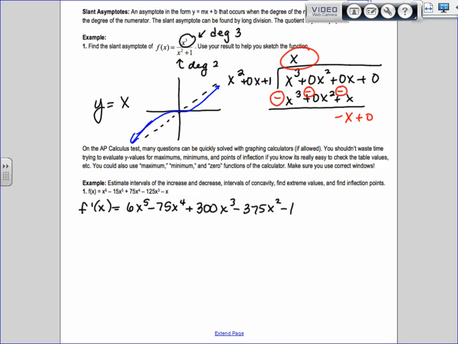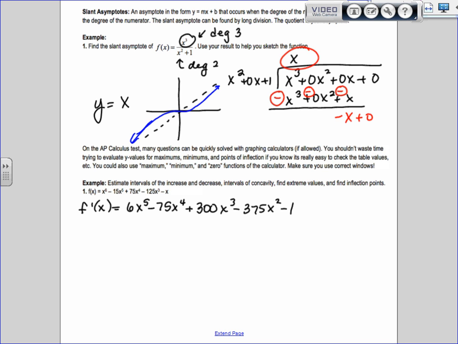But if I ask you to set that equal to 0 and find its critical values, you guys are going to like panic. Do you see what I'm saying? If I put this on a homework problem, you would freak out. And you're like, Mrs. Cox, this is so mean. Why would you do that? Because I want you to know how to use your calculator. That's why I would do that.